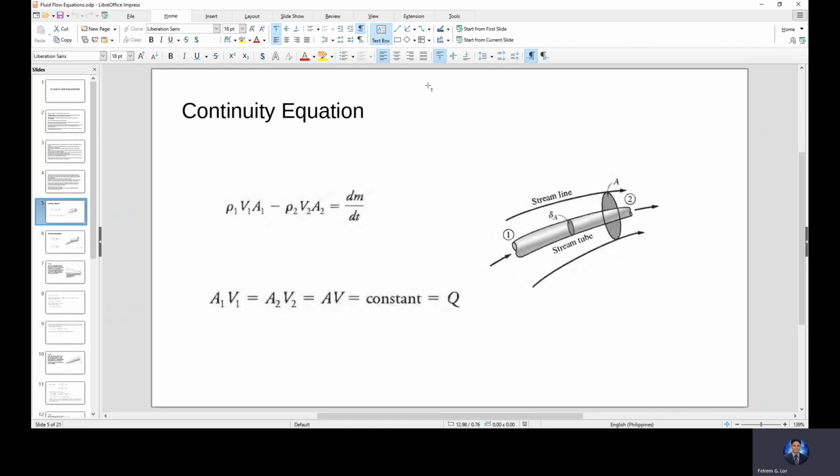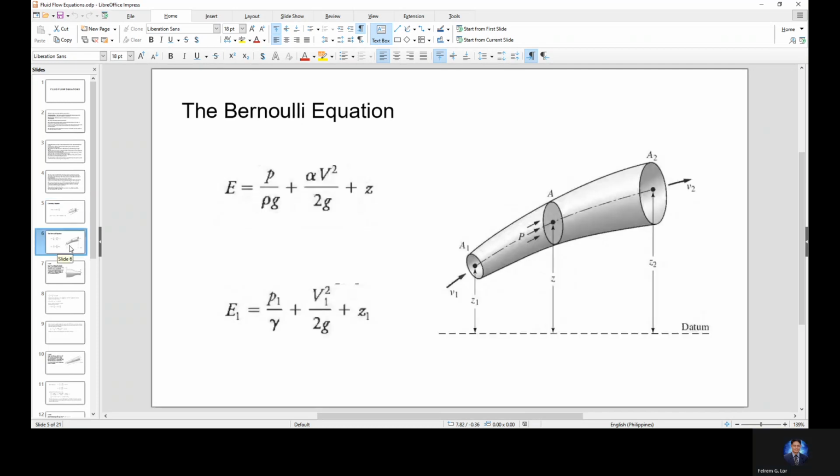You can refer to our book. You can check some explanations and derivations of those equations. Then the next thing that we must consider is the Bernoulli equation. Actually, Bernoulli equation is the popular equation to describe the conservation of energy along the flow.